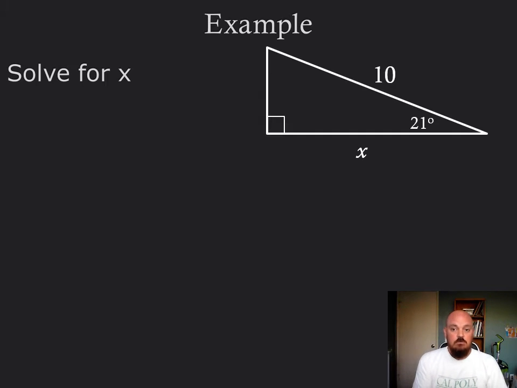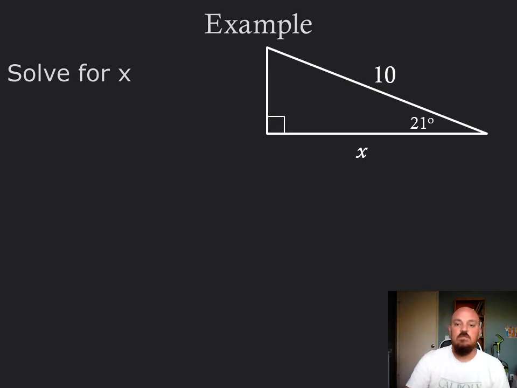All right, so let's try two of them out, actually. This is our first example for today. We're going to solve for x, and I've drawn the picture for you that described what we were talking about. We have a right triangle. I told you what one of the angles is, it's 21. I told you what one of the sides is, it's 10, and we're trying to find another side. I called it x.